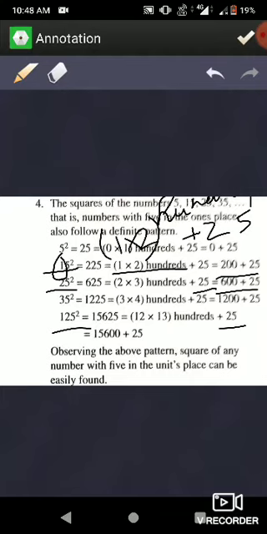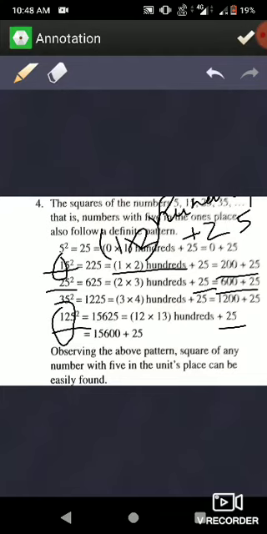First step, take the square of 5, that is 25. The second step: the number which comes before the 5, you have to take all the digits, not only one digit, all the digits which come before the 5.